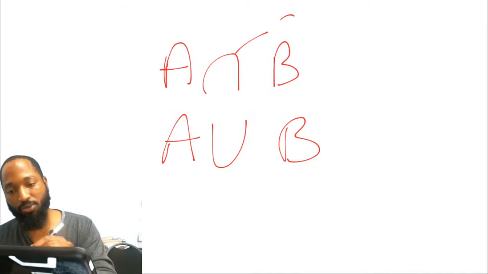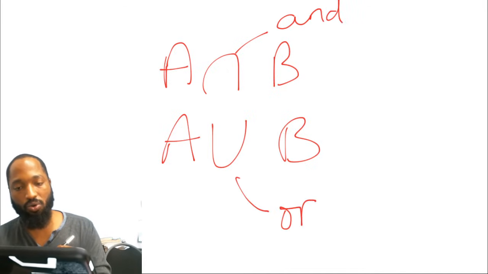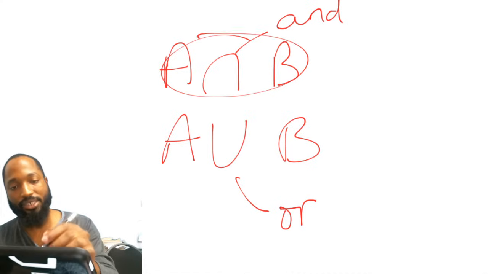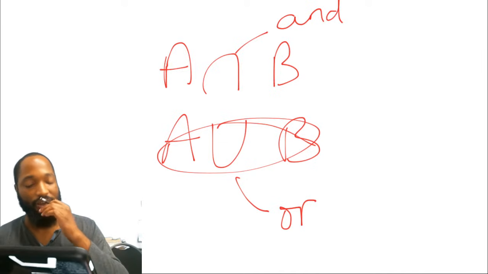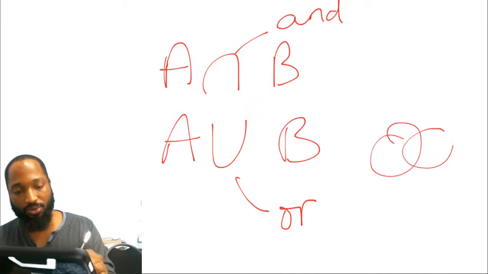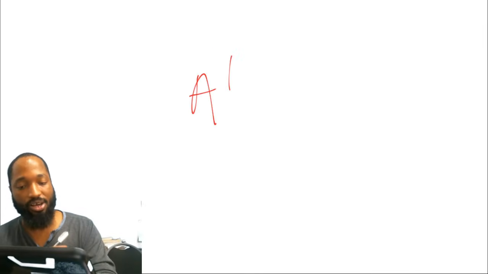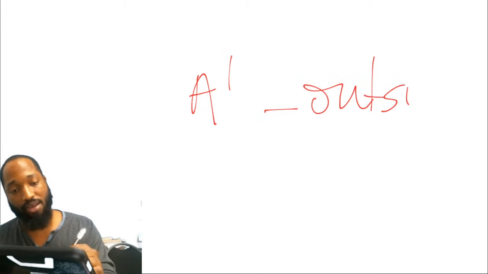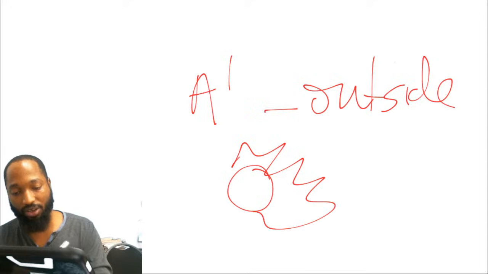You can replace this sign with "and" and replace that sign with "or". "And" means it must be in both of them simultaneously. And "or" means anything goes. If it's in A or B, you're shading the whole region. The next sign that we learn is the complement, like A complement. This means outside, everything outside of A. So you're shading everything outside.